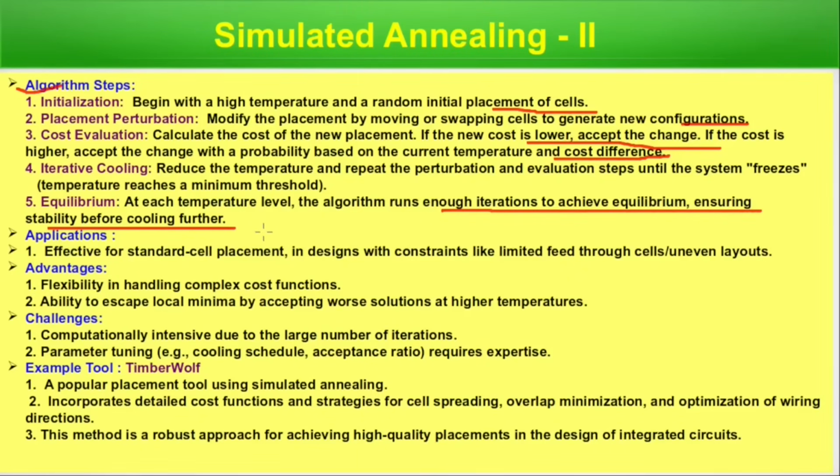Example tool: TimberWolf, a popular placement tool using simulated annealing, incorporates a detailed cost function and strategies for cell spreading, overlap minimization and optimization for varying directions. This method is a robust approach for achieving high quality placement in the design of integrated circuits.